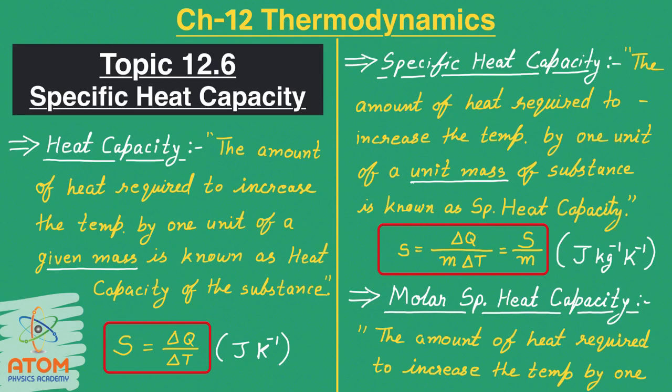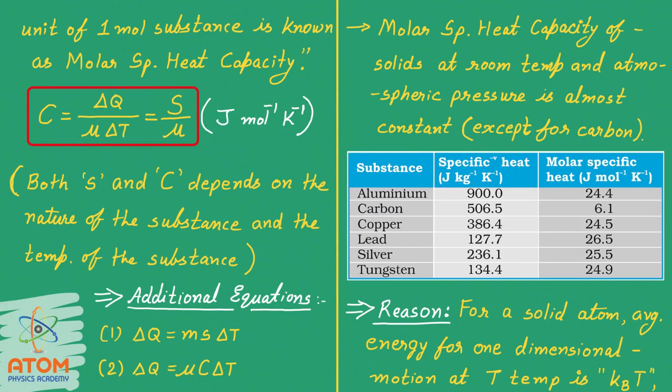Now let us see molar specific heat capacity. Mind well that here it was unit mass and now we are going to see unit mole. Let me show that. Molar specific heat capacity. The amount of heat required to increase the temperature by 1 unit of 1 mole substance is known as molar specific heat capacity. Again note that here it is 1 mole. It is about 1 mole.